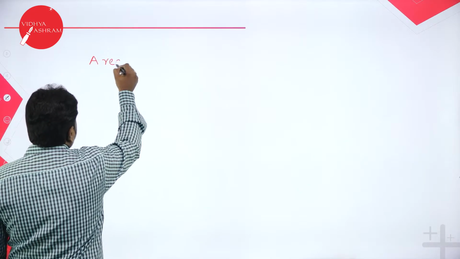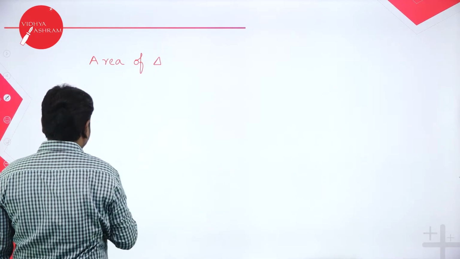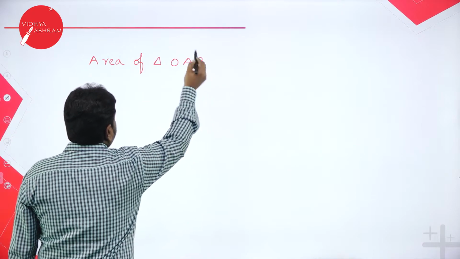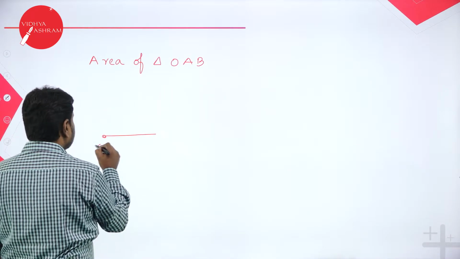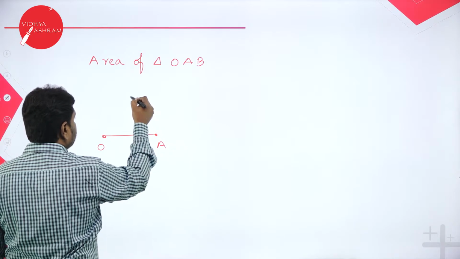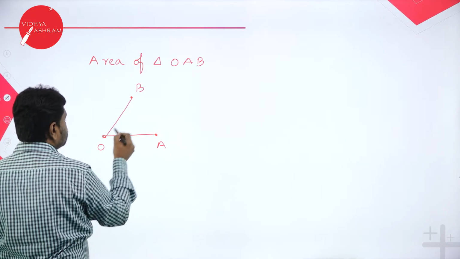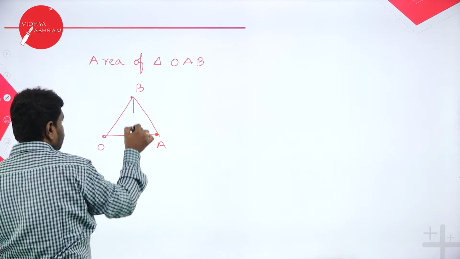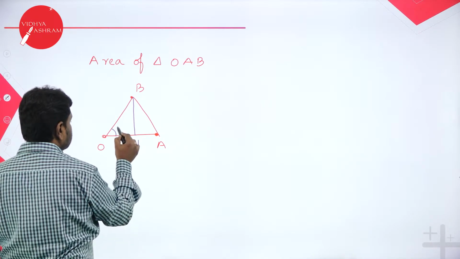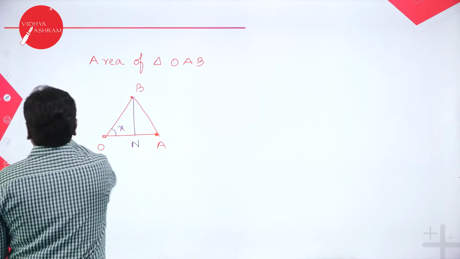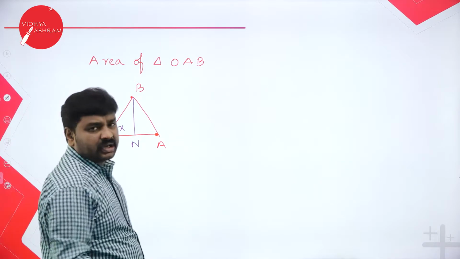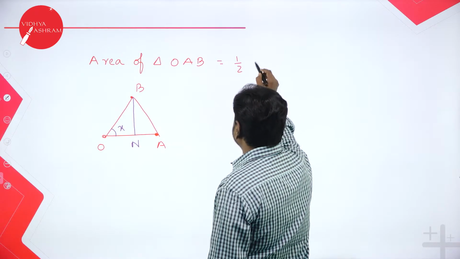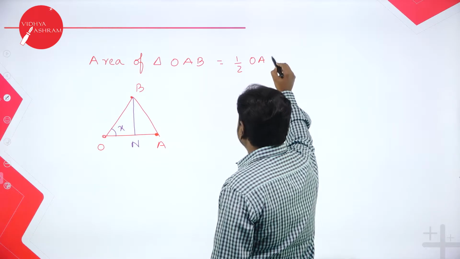Area of triangle OAB. So in the diagram, this is O, this was A, and B was slightly here, B. And this was the triangle, and we have written the perpendicular also. In the diagram, I'll use the same color. So AN is the perpendicular and this is X. Now I want the area of this. All of you know the area of a triangle. What is the area of a triangle? Half into base into height.